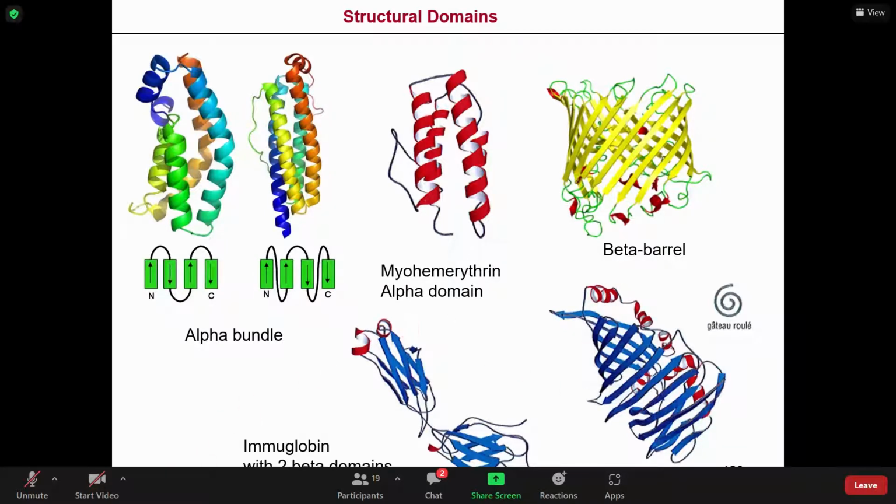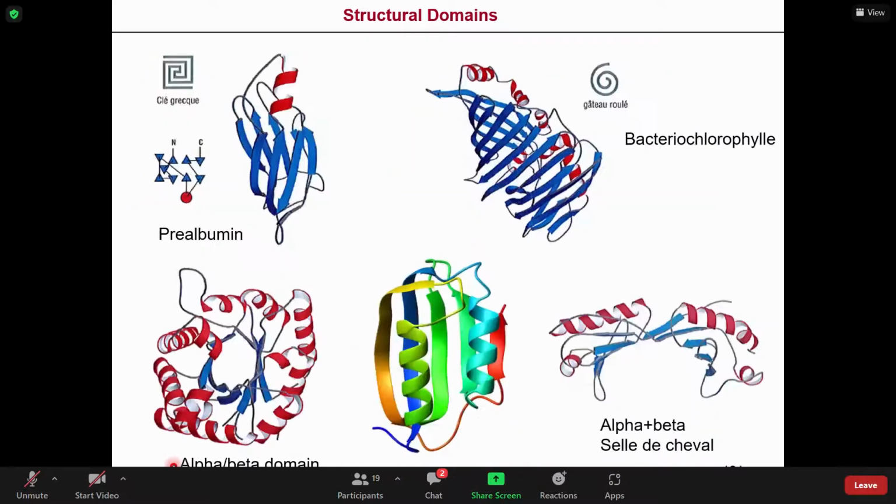This is the same. We will also see that in membrane proteins. So you have the alpha beta domain, the TIM barrel. It's like a channel. We will see it's very important. And so on.